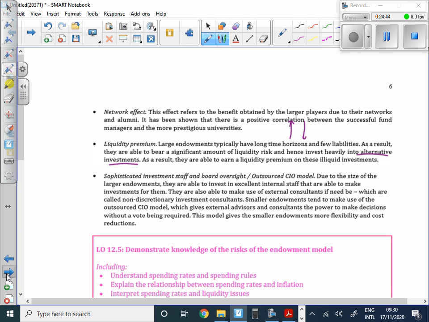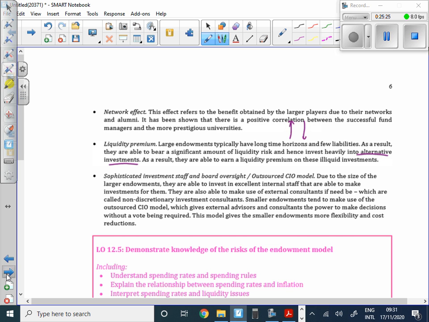The smaller guys can make use of what we call the outsourced CIO, Chief Investment Officer model. They make use of external consultants and advisors, and these external advisors generally have quite a lot of power in terms of making decisions about the investments of the endowment. Remember, of course, this outsourced CIO model gives the small guys more flexibility and cost reductions as opposed to the bigger guys who have set up big teams. And of course, if you've got a big team, it's very expensive, but it's all internal and good resources that you've got.